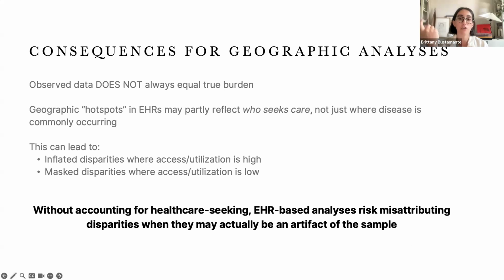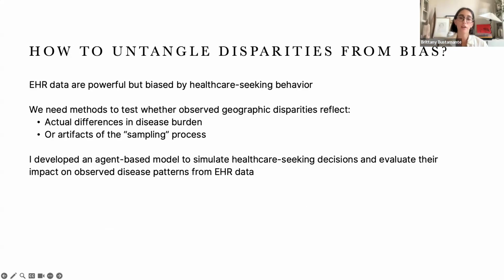And this creates a real challenge. So if we don't account for healthcare seeking behavior, we risk misinterpreting EHR-based disease patterns as disparities and potentially attributing them to biological, social, structural, or environmental differences, when in fact they may be artifacts of care seeking patterns or essentially our sampling process. So while EHR data is powerful, it's biased by healthcare seeking behavior, and we need methods to test whether observed geographic disparities reflect actual differences in disease burden, or at least methods that give us some kind of evidence that the observed disparities aren't entirely due to the sampling process.